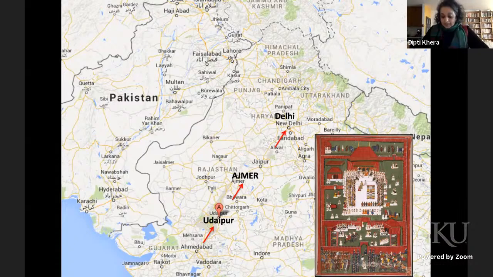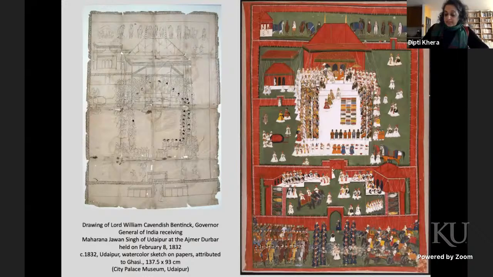How do we interpret Ghasi's visualization of an emergent British empire and commemoration of the 1832 Ajmer Darbar? Its commemorative role seems singular and self-evident, yet in making this picture, the artist participates in a deeper tradition of memorializing moods of places, events, seasons, and landscapes. A preliminary drawing, slightly smaller in size, which was most likely completed on site by Ghasi, shows that the drafted composition of the tent was part of the original conception.